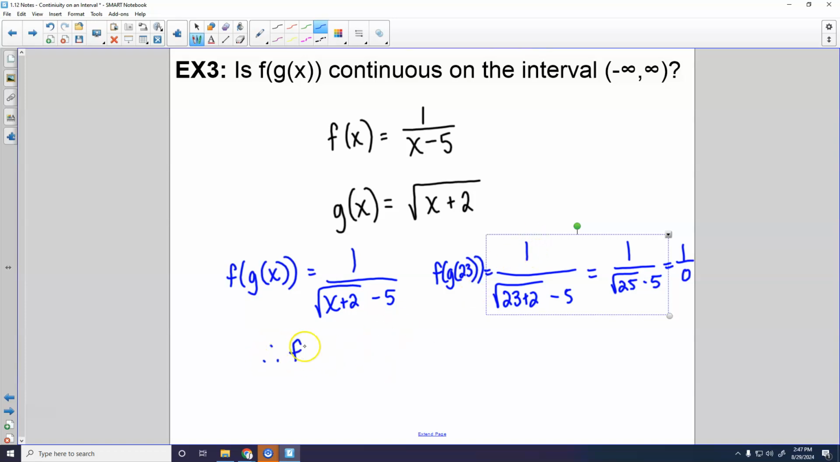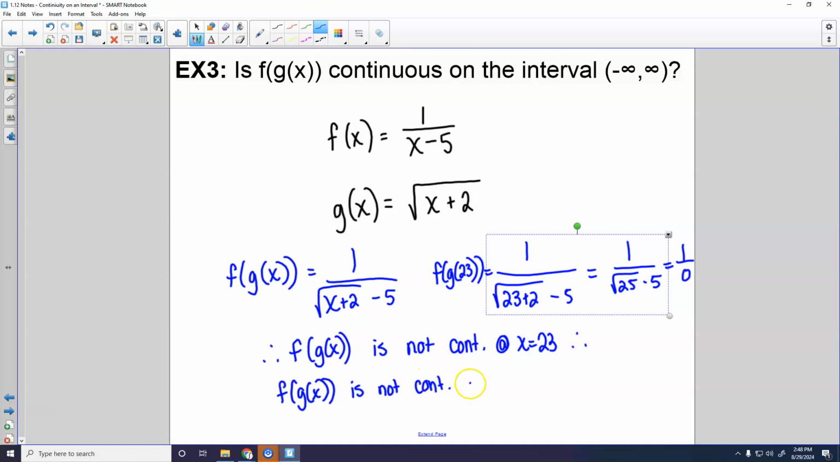So if I try f of g of 23, this is what I get. Therefore, f of g of x is not continuous at x equals 23. Therefore, f of g of x is not continuous on negative infinity to infinity. So I just need 1 point, and then it's false, right?